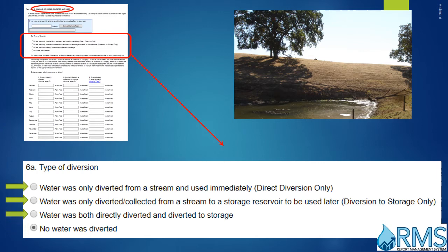The third option indicates water is both directly diverted and diverted to storage, a combination of the first two options. The fourth option indicates that no water was diverted under this water right during the reporting year. Select the diversion type for the water right.